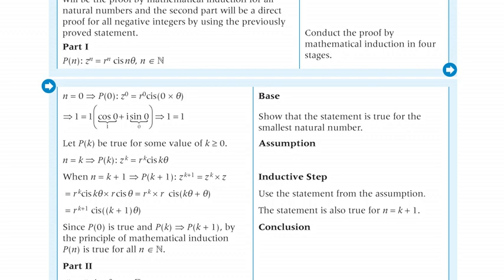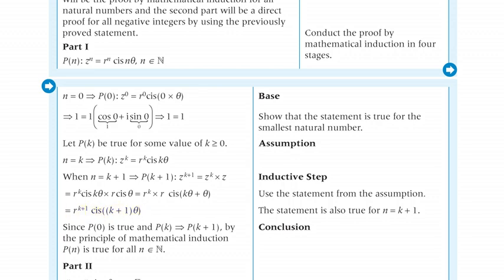Use the rule for multiplication of two complex numbers in polar form. r to the k cis k theta multiplied by r cis theta equals r to the k multiplied by r cis k theta plus theta. Simplify the expressions and notice that the obtained result is the formula for n equals k plus 1. Equals r to the k plus 1 cis k plus 1 theta.